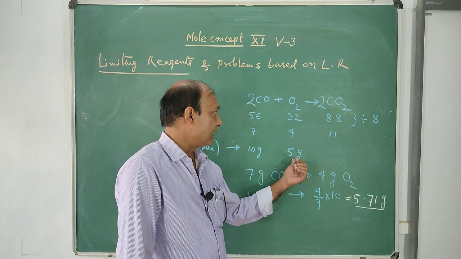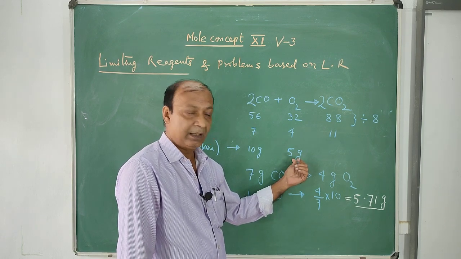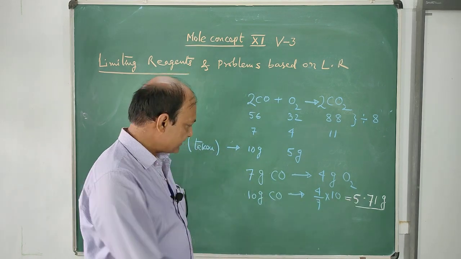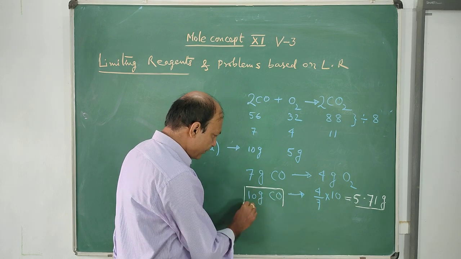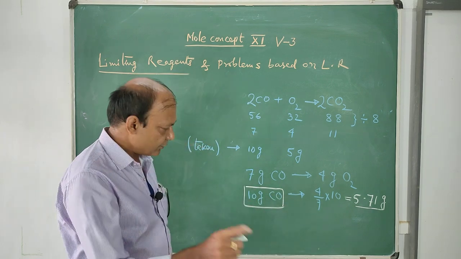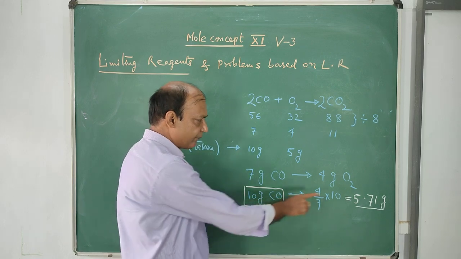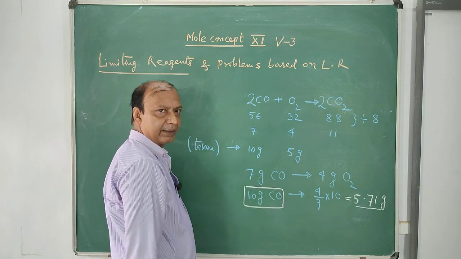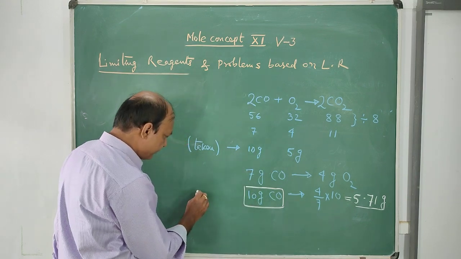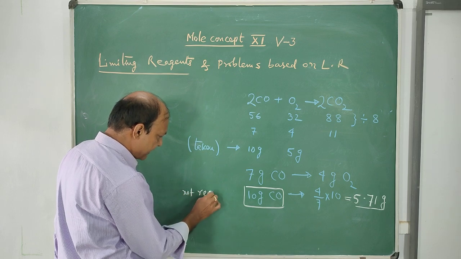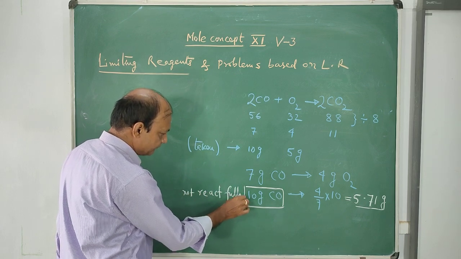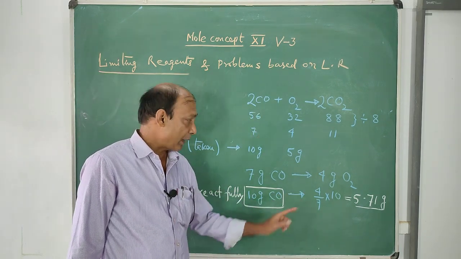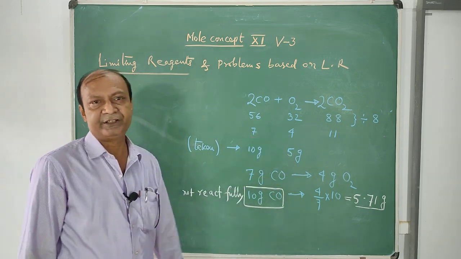But we have taken 5 gram oxygen. We are not having 5.71 gram, we need 5.71 gram. That means this 10 gram carbon monoxide will not react fully. In order to react fully, it will need 5.71 gram oxygen, but we have taken 5 gram oxygen. Therefore, this will not react fully. So, what will react fully? Obviously, oxygen will react fully.